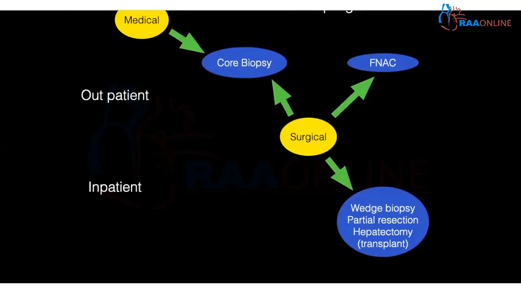Surgically, a lesion can be FNAC, a lesion can be core biopsy, or they may take a wedge biopsy, or they may do a partial resection, or they can do a hepatectomy followed by transplant. So these are all the types of liver tissues we may be seeing, inpatient and outpatient. Core biopsy and FNAC can be done as an outpatient ambulatory procedure, for surgical and medical liver disease.